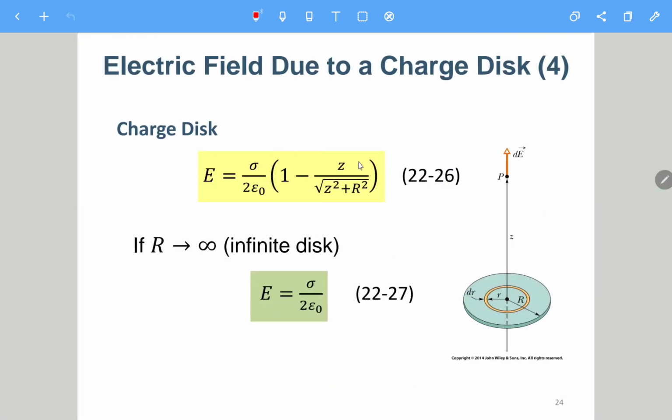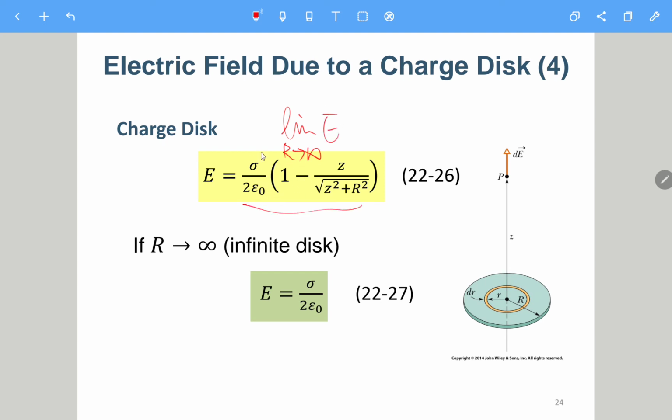Okay, so we get this expression, and then also we have an assumption. If capital R is infinitely large, which means that this disk is very, very large, an infinite disk. In this case, if z is much smaller than capital R, R tends to infinity in this expression.